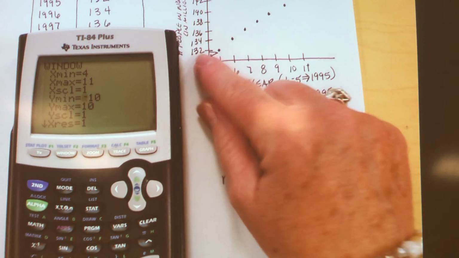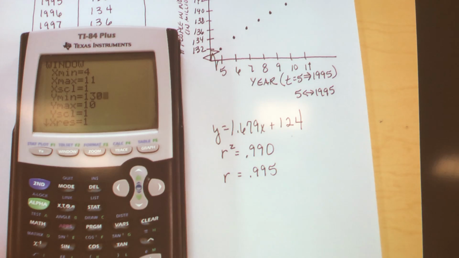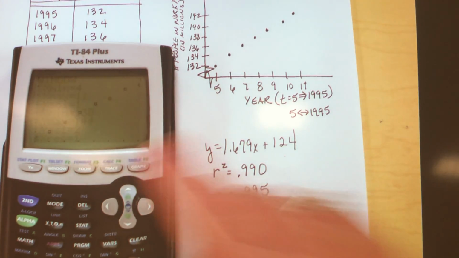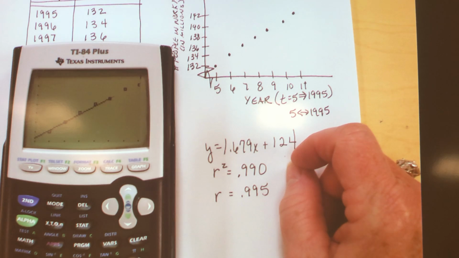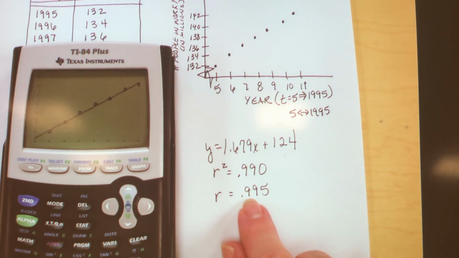My Y's go from 132 to 142, but I'm bumping it down 1 and up 1. So I'm going 130 to 144, and I am going on a scale of 2. Now my graph should look just like this graph right here, except it's going to have the line of best fit on it. I can see that it looks like a very good fit. My R squared and R tell me it is a very good fit.